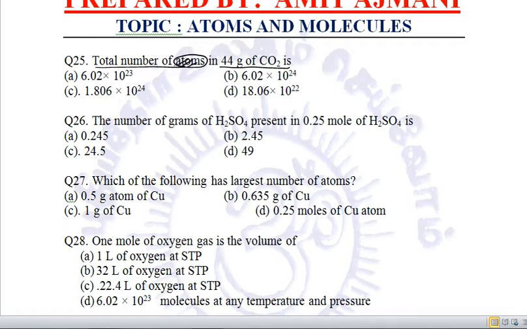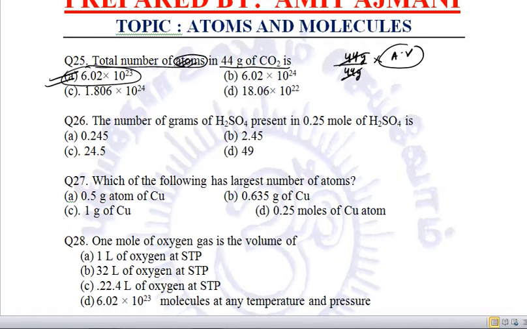Simply and straightforwardly we know the formula. It is the mass given in the question, 44 grams, divided by the gram molecular mass, which is again 44 grams for carbon dioxide, multiplied by the Avogadro number. Cancelling it out, the answer should be Avogadro number. That is our A answer, 6.02 into 10 to the power 23.